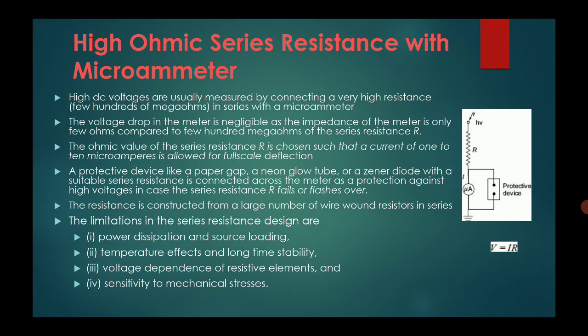Now there are certain limitations for the series resistance microammeter. One is the power dissipation and the source loading. There is a lot of power dissipation, so you get a lot of heat, and the source will be loaded. The high voltage which you are measuring is produced by a certain source, and that source will be loaded because of this equipment, because it has this high resistance.